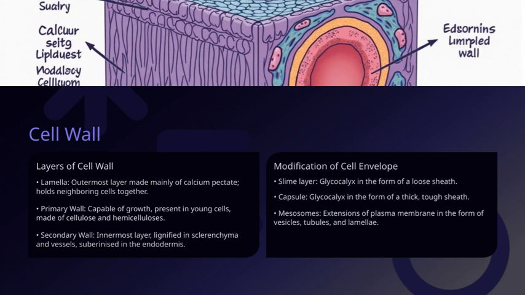This flexibility allows the cell to expand during growth. Finally, the lamella is the outermost layer, made mostly of calcium pectate. Its main role is to hold neighboring cells together, ensuring structural integrity within tissues. All these components work together to give the cell its protective, structural, and functional characteristics, which are essential for the organism's overall health and development.